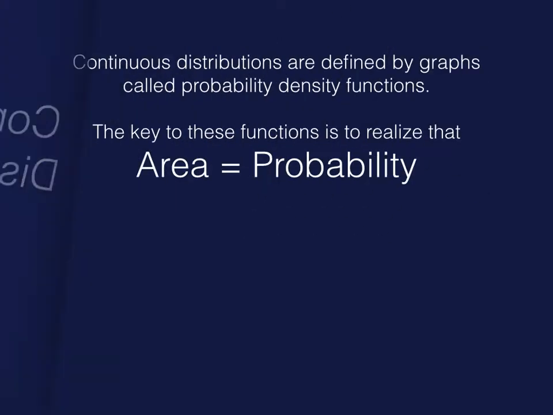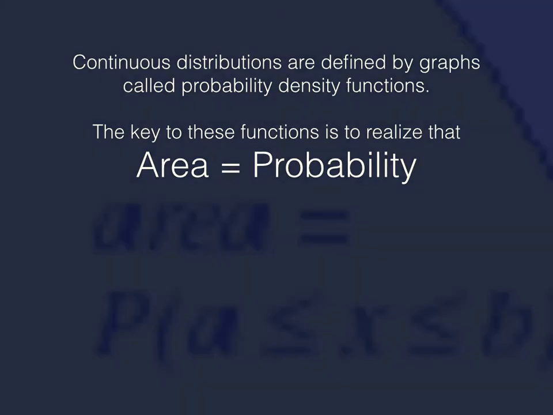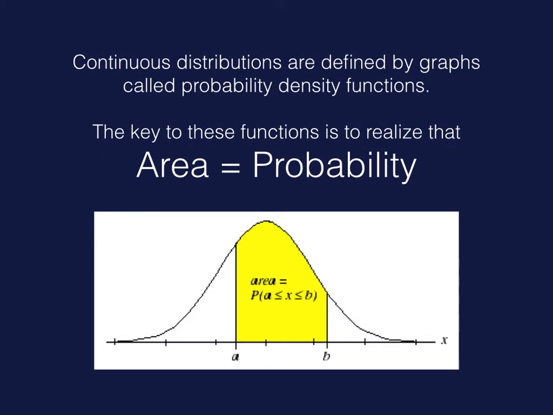Okay, welcome to the next video, continuous distributions. So we're moving on past discrete and into continuous. Continuous variables, as I mentioned earlier, can take on any number in a range of values. And the key to these functions is to realize that area equals probability. So this curve here represents some continuous variable, and all of that area between A and B is the probability that X is between A and B.